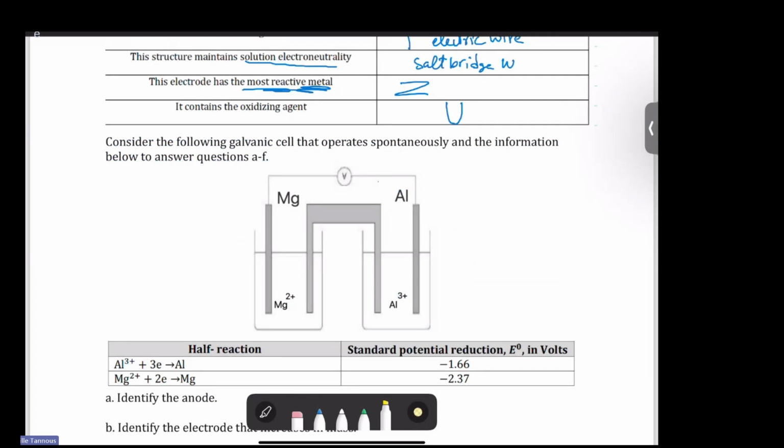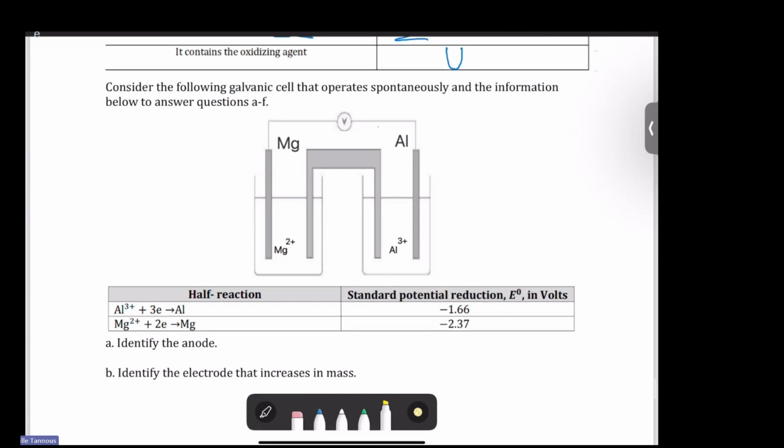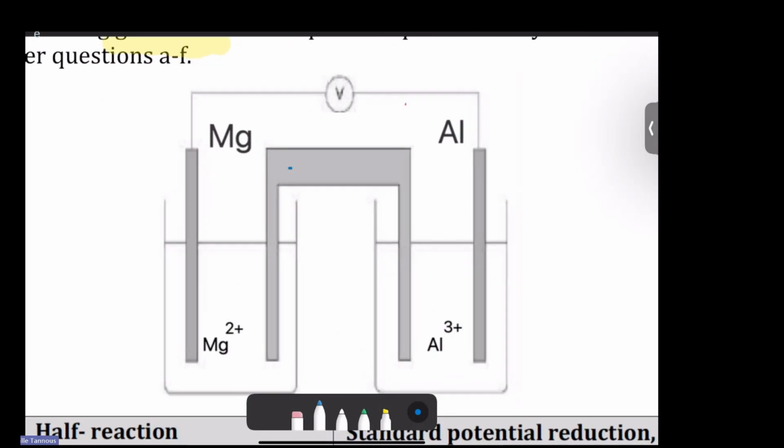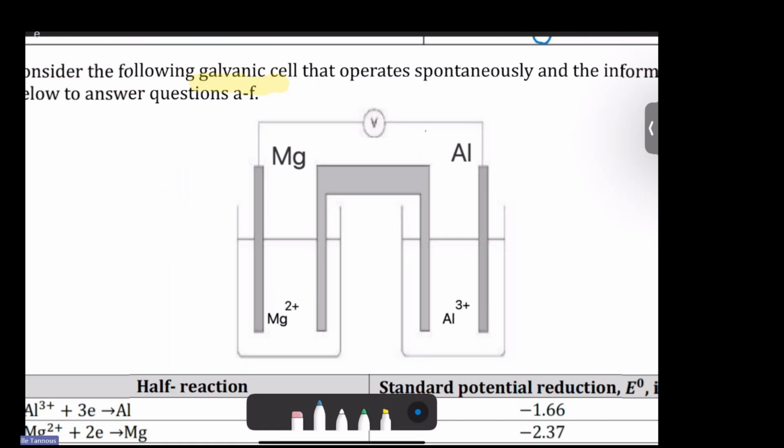Now, last question. Yes, last question in this revision sheet. Consider the following galvanic cell. I know that it is a galvanic cell, but I don't know which one is the anode, which one is the cathode. There are no indications on the migrations of ions. There are no indications on the electrodes, whether it's positive or negative. And they're not showing me the flow of electrons, so I can't tell.